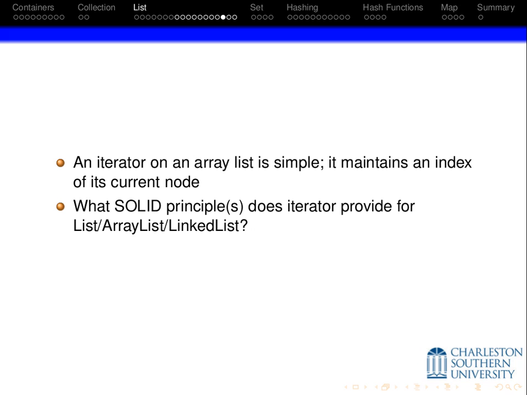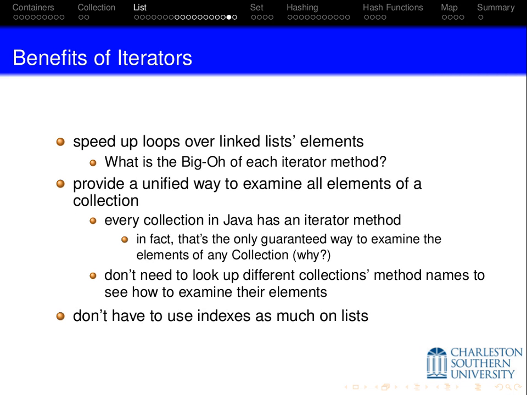Well, yeah, that goes with dependency inversion here. All right, so it's actually adhering to a lot of SOLID principles, which is great. All right, benefits: speed up loops over linked list elements. Why is that? Why is the iterator on a linked list faster than using our for loop?